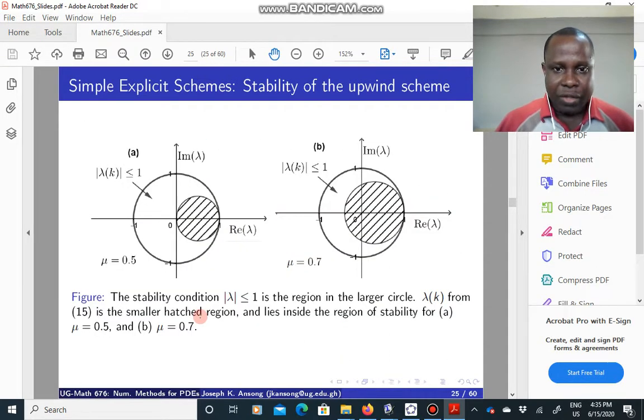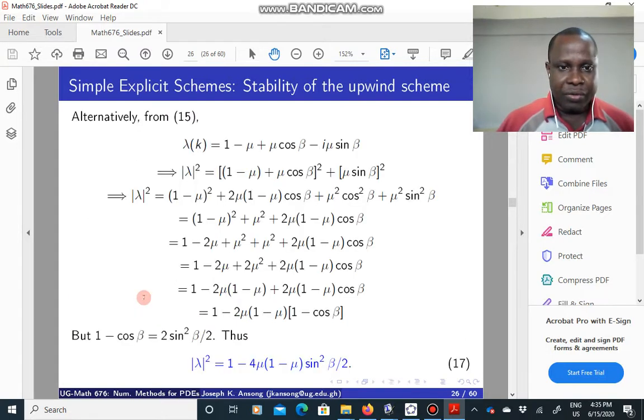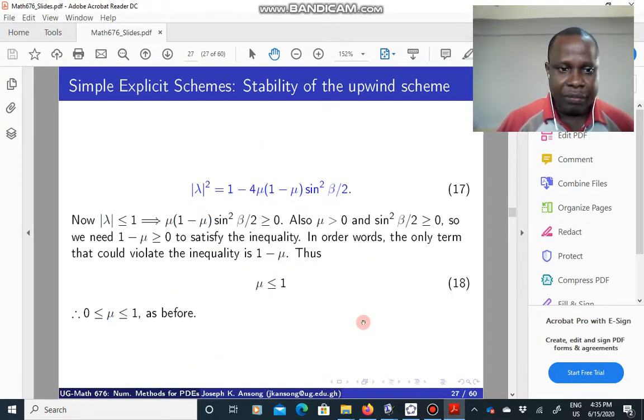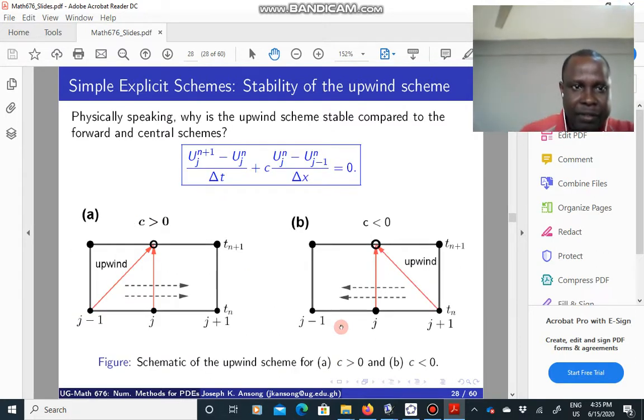So that is what you get if you do the graphical approach as well. You can test different values of mu all the way to mu equals 1. You're going to get this circle line inside the circle of stability. Okay, so these are the two different approaches that we've used: the graphical approach here, and then the algebraic approach, which also shows the same thing. All right. So it tells us the Upwind scheme is stable.